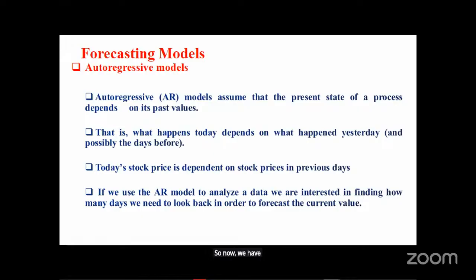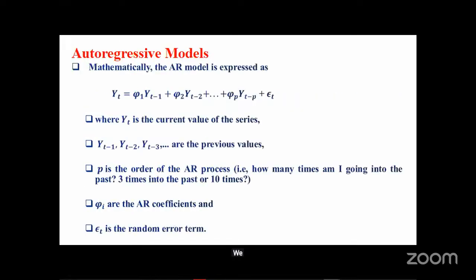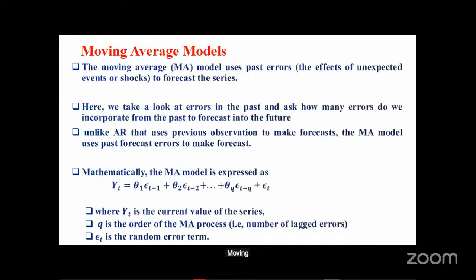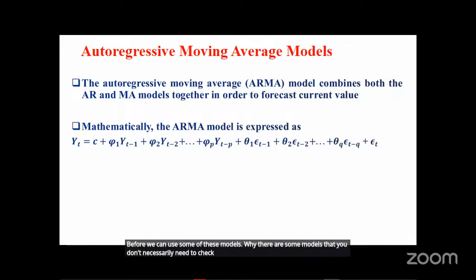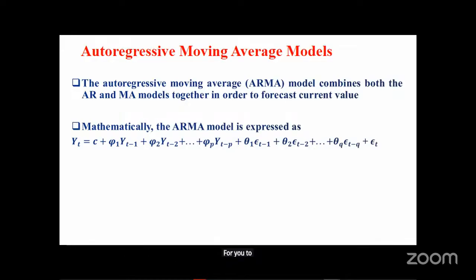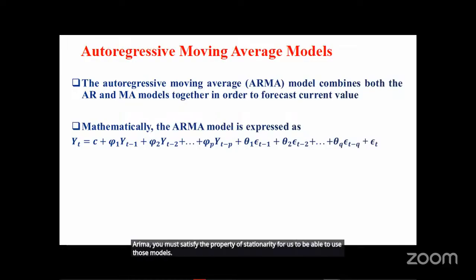So now we have autoregressive models, what we call AR models. We have moving average models. Some of these properties must be in place before we can use these models. There are some models that you don't necessarily need to check for stationarity before you can use them. But for autoregressive models, moving average, ARIMA, you must satisfy the property of stationarity for us to be able to use those models. Those are the underlying assumptions that must be met.